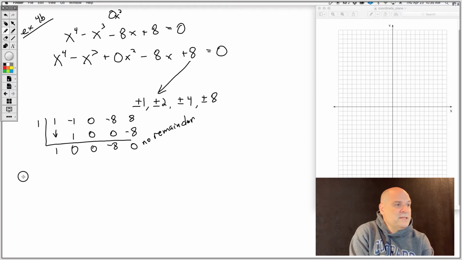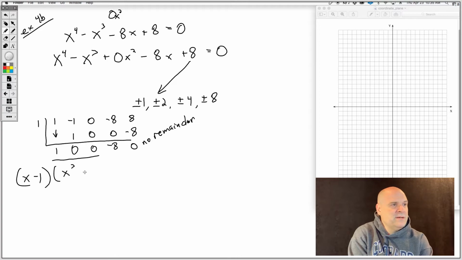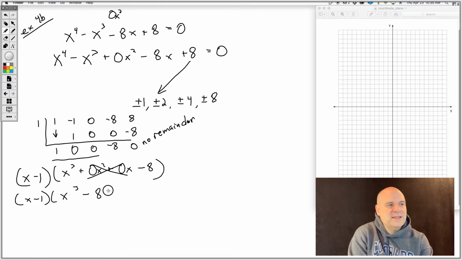Okay, so what are our factors so far? So we have x minus 1 is a factor, and this guy is a factor. Okay, so this is x cubed, because there's 4 terms there, plus 0x squared plus 0x minus 8. In other words, you don't even need those. So here's our factors. X minus 1 times x cubed minus 8. Ooh, look at this. This is a difference of 2 cubes.